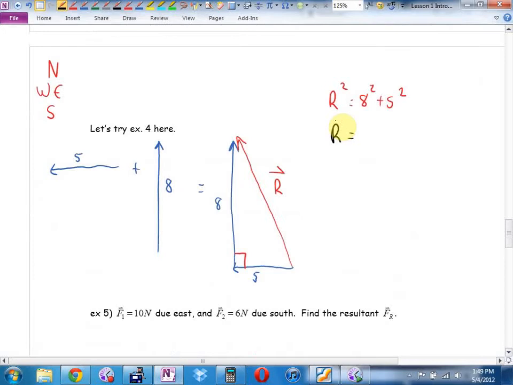Can you go 8 squared plus 5 squared equals, square root? And give it to me to 2 decimal places, let's say. 9.43 rounded off properly? Yeah. Meters, kilometers, right? That's the magnitude. Now the direction.